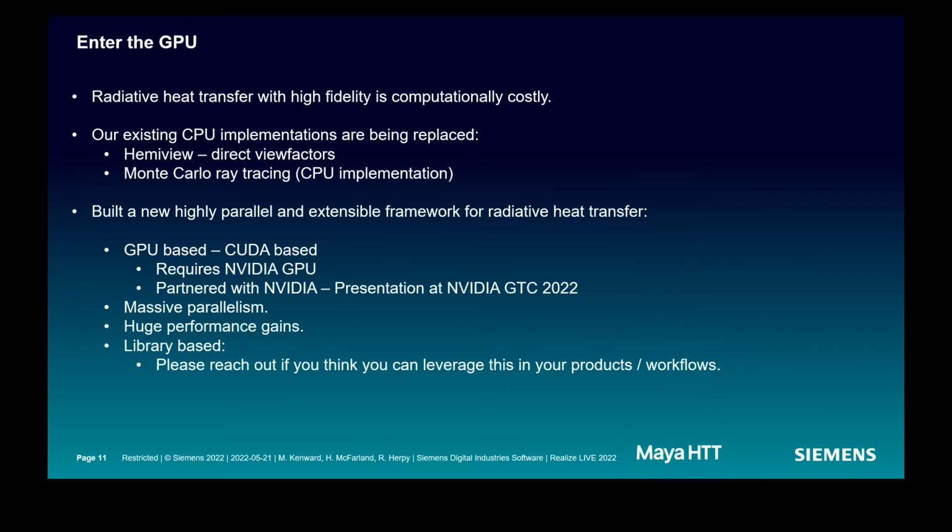So as I mentioned, the radiative heat transfer with high fidelity is a very computationally costly endeavor. It often is the lion's share of the work when you're doing thermal analysis with radiation. We have existing CPU implementations. However, we have at least partially replaced both of these methodologies with a GPU implementation. And the reason we're doing this is that we want to change the expectations of our customers. We want to have something that is fast, that is as robust as we can make it, and giving our customers the best bang for their buck.